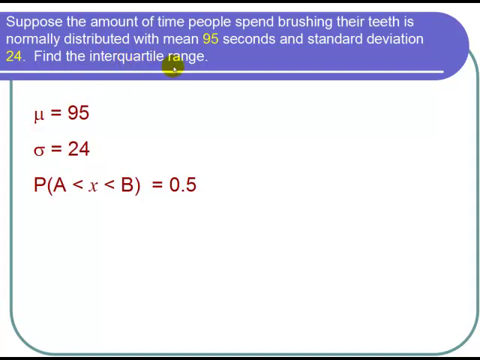Recall that the interquartile range is that range between two numbers A and B such that 50% of the data lies between A and B. Another way of stating that is the probability of any given data value being between A and B is equal to half, or 0.5.